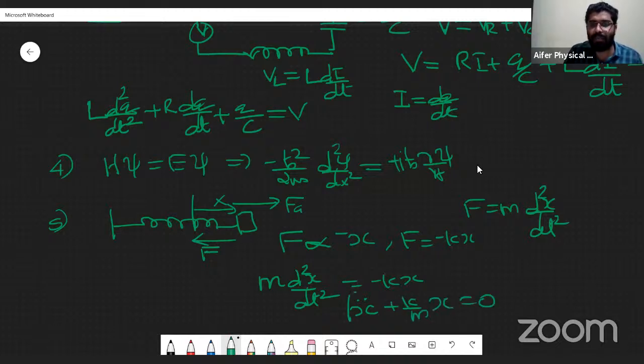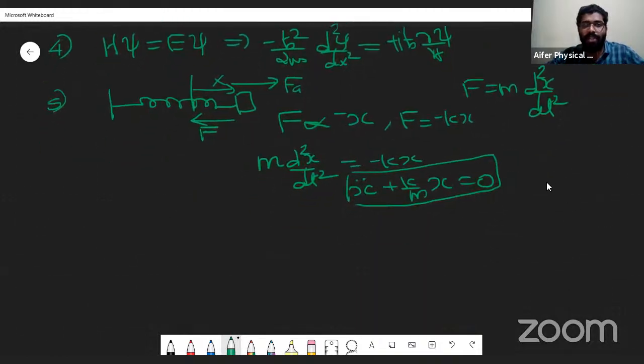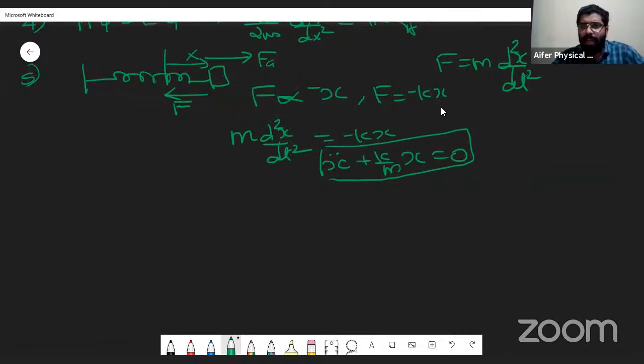This is actually a differential equation of second order. Okay, yesterday sir told you the solution of the differential equation directly, but we will learn how to solve this differential equation. Okay, so these are the importance of differential equations, and we will solve some problems soon.